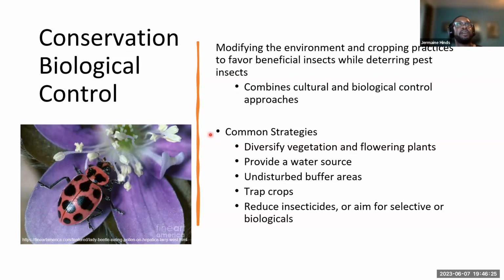And some of the common strategies around that, that sound familiar to you, are diversifying vegetation and flowering plants, providing a water source, providing undisturbed buffer areas for pollinators or refuges for predators, using trap crops. So trap crops can limit the amount of sprays that you're putting into the environment. And then reducing broad spectrum insecticides and aiming for selective or biological chemical pesticides.